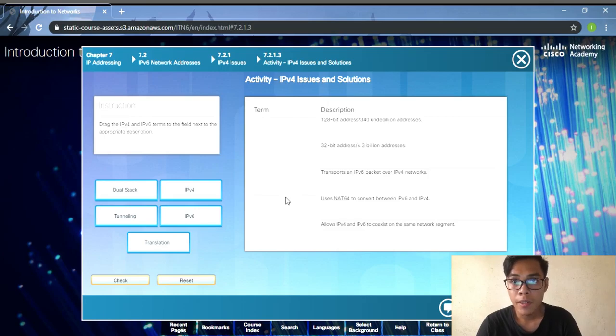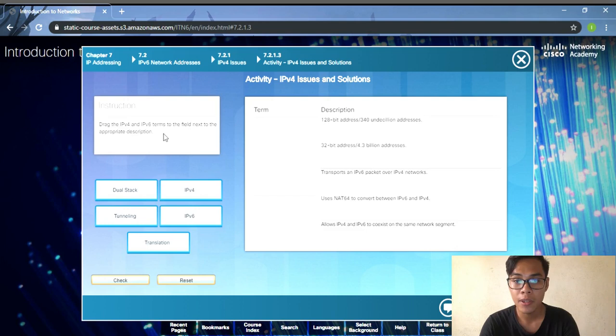So I think this is the 10th and final activity, and it's in page 7.2.1.3. The instruction is drag the IPv4 and IPv6 terms. So here are the terms: dual stack, IPv4, tunneling, IPv6, and translation, to the field next to the appropriate description. So this is the place where we're going to put the term. Here's the description. Let's read the first description.